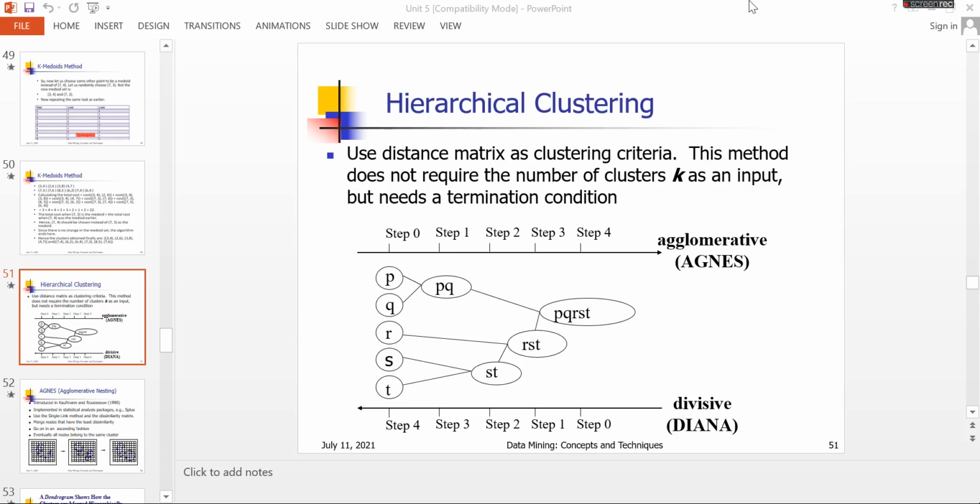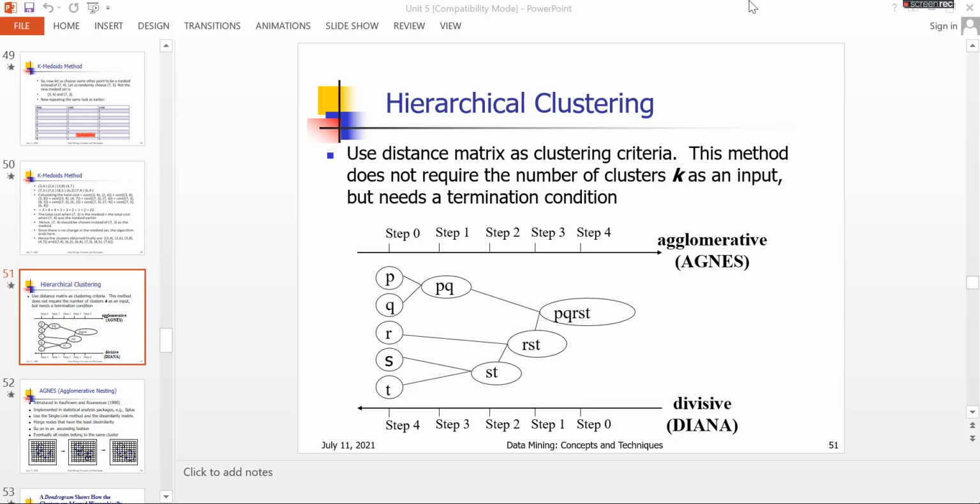Next, in the second step, what happened? S and T, two elements, are combined and form a cluster, ST. Then in step 3, what happened? R is combined to ST, because R is nearer to ST. So then RST is formed as one cluster.